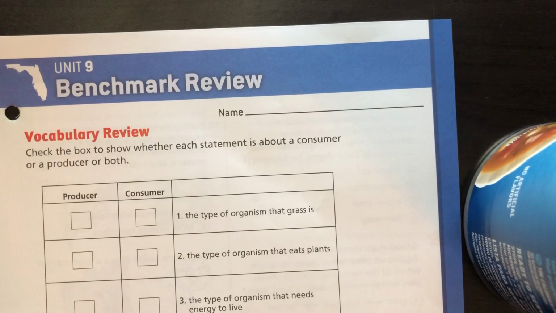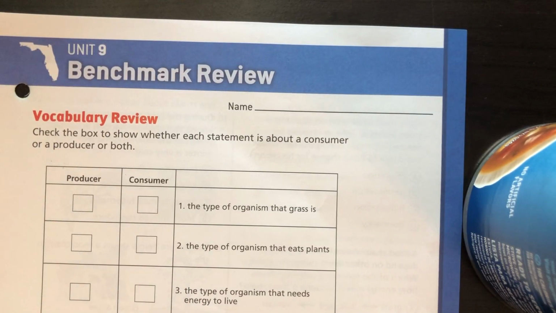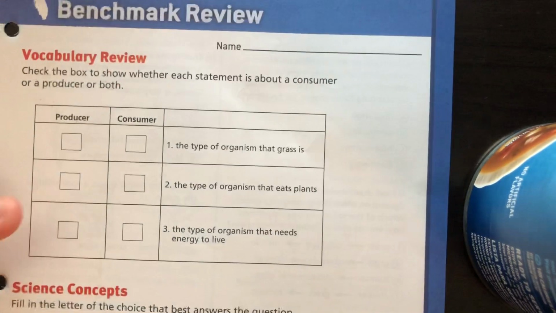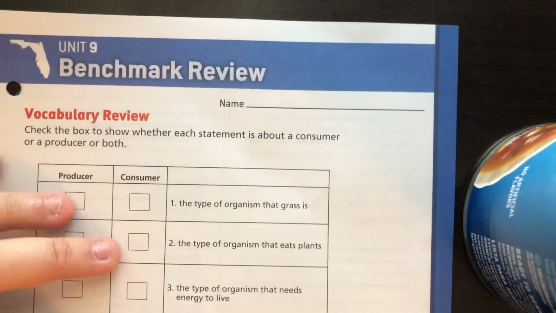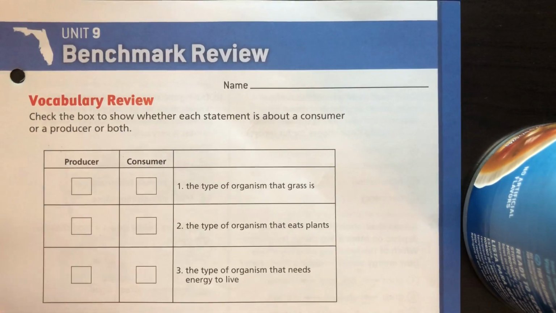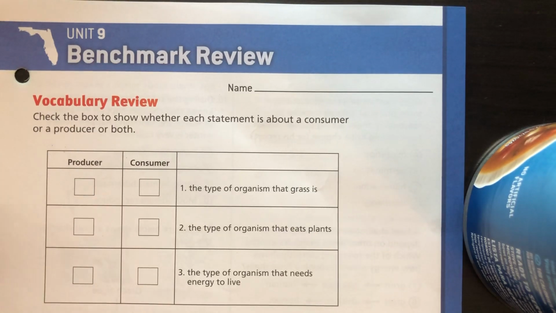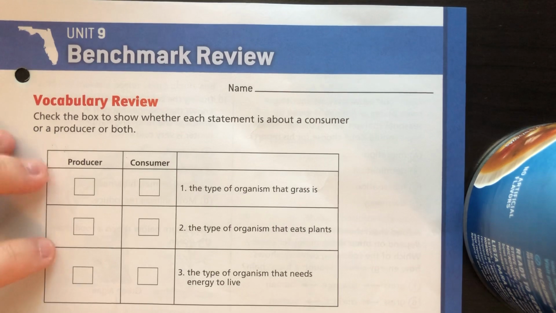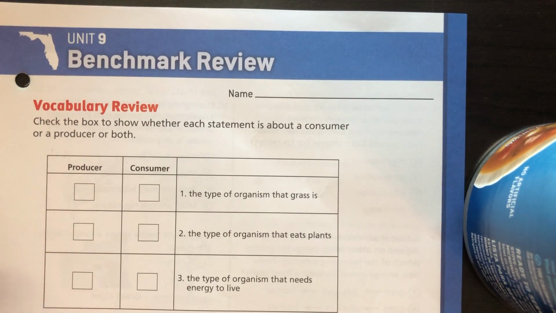Today we will be doing our Unit 9 benchmark review. This is found on page 365 of your science book, and we are doing this that way you have a good review before you take your test tomorrow. I want to make sure you understand all the concepts that you've been reading about and taking quizzes about. So we're going to start with a vocabulary review, okay?